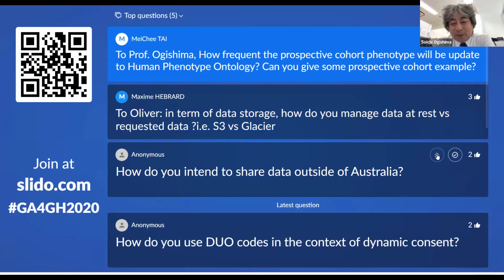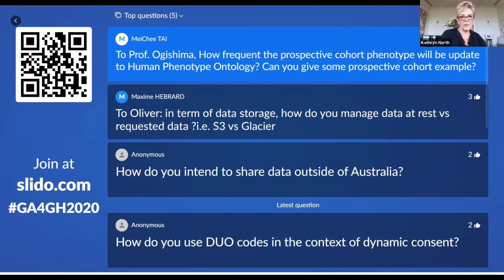In the prospective cohort study, we have so many blood test data and environment data. So we are planning to code the blood test values in HPO code. I have no idea about the frequency, but if we receive the data, in this case, we would like to convert it to the HPO, I think. So it's okay? Thank you.